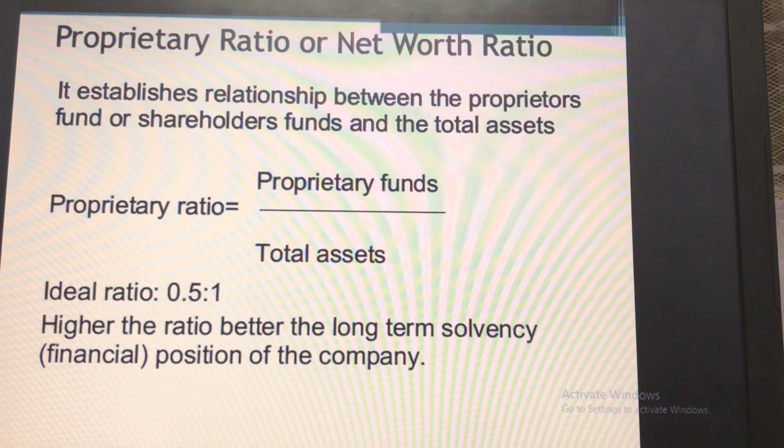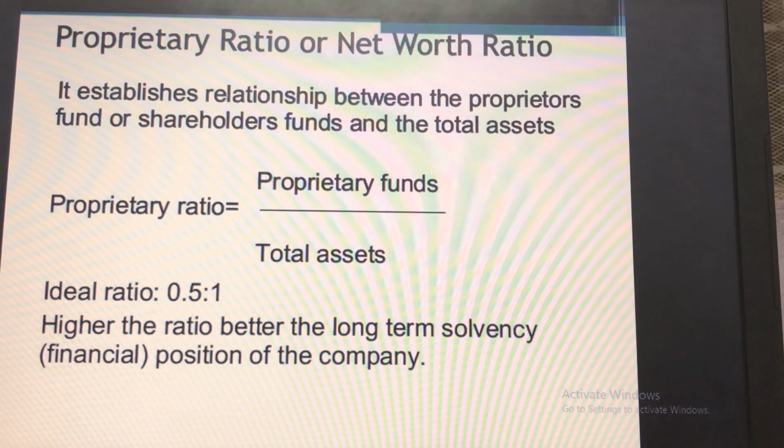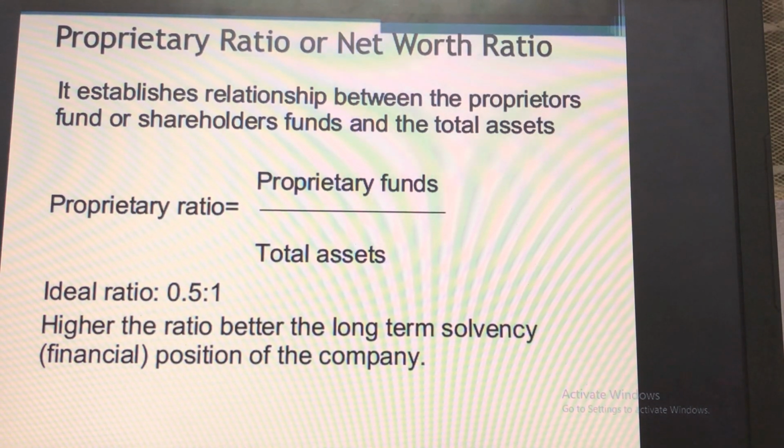Now, proprietary ratio or net worth ratio. It establishes relationship between the proprietors' funds or shareholder funds and the total assets. The formula of proprietary ratio or net worth ratio is equal to proprietary funds divided by total assets. In the proprietary or net worth ratio, always the ratio is 5:1. Higher the ratio, better the long-term solvency position of the company.